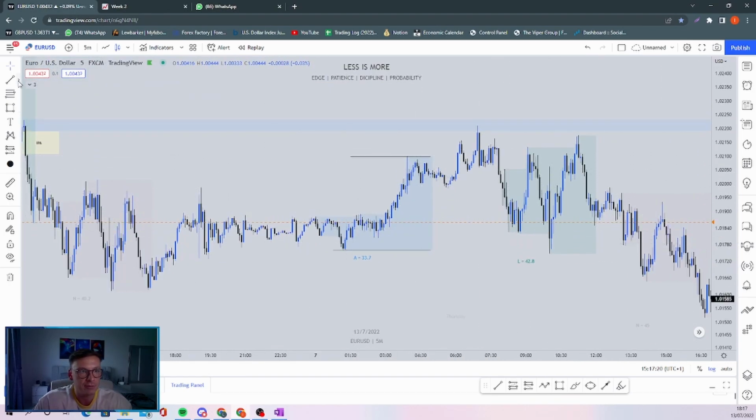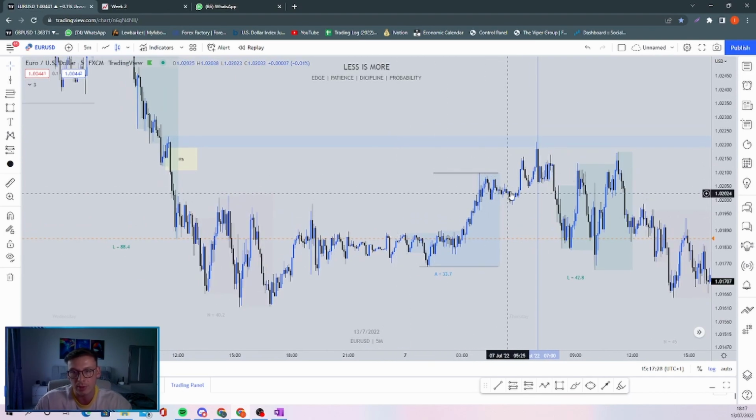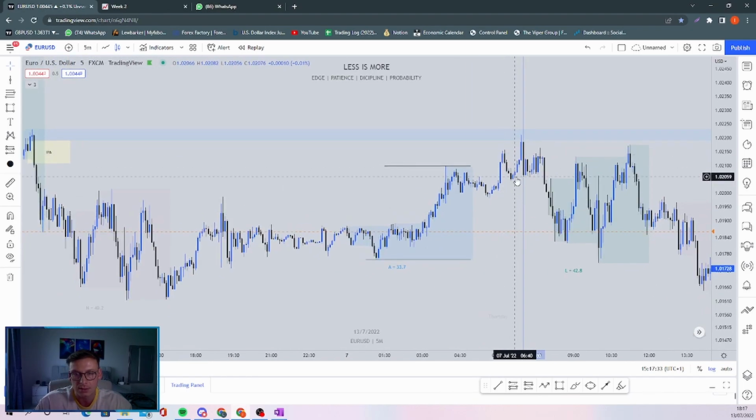Price during Frankfurt. Where's Frankfurt? Let's do this here. 7 a.m. So that blue line I've just marked there is 7 a.m. What happens at 7 a.m.? Bang on Frankfurt open. We've taken the Asia highs. Okay, we've induced some sellers. We've tapped exactly into this candle.